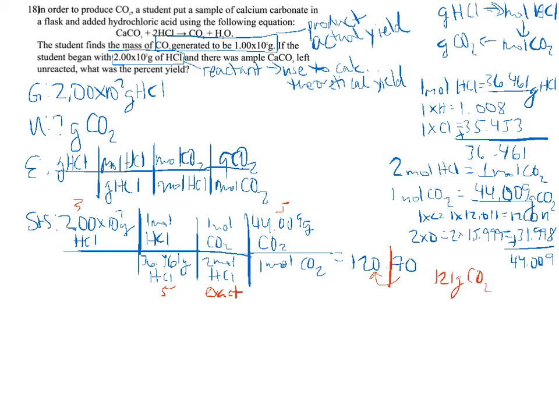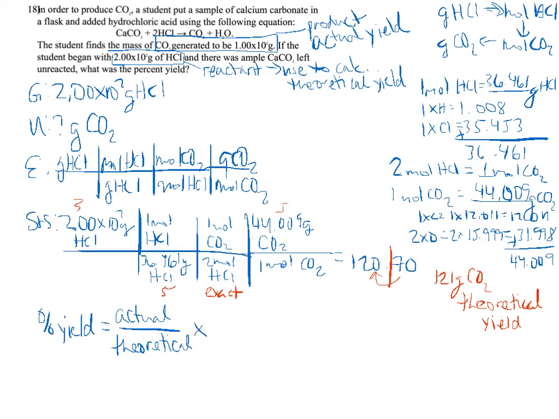Okay, so you need to know what this means. This means this is the theoretical, so again, theoretical yield. All right, so then the next thing you have to understand is how to figure out your percent yield. So percent yield, straight from the formula chart, is actual yield over theoretical yield, and then you multiply by 100.